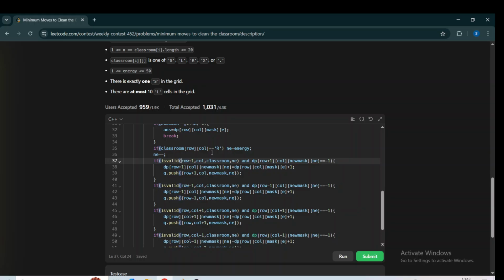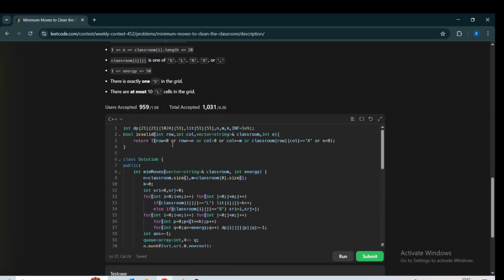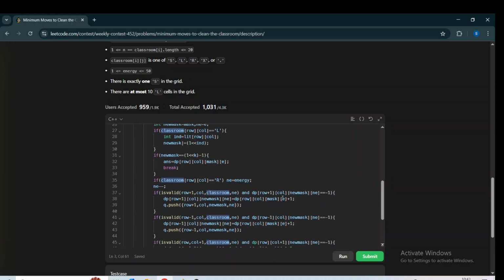If it is valid, we check that the row is between 0 and n, the column is between 0 and m, my energy e is greater than or equal to 0, and the classroom cell is not blocked. Then my dp checks whether the current state, row plus 1, column, new mask, and new e, is visited. If it is not visited, we mark it as visited with the current distance plus 1, and we push that tuple in the queue.